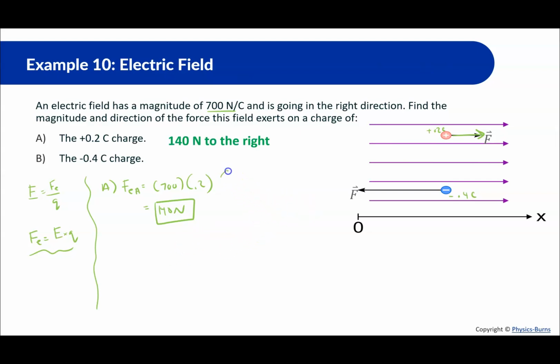Part B, similar thing. We're looking for the force of electricity on charge B. And the electric field, again, is equal to 700. And the charge is equal to 0.4. So 700 times 0.4, and we get 280 newtons. And we should know that this is going to be going to the left because it's negative, and negative charges go in the opposite direction of the electric field. Okay, that one might be a little tricky. Watch it again if you need to.